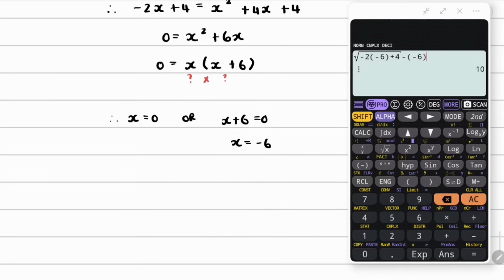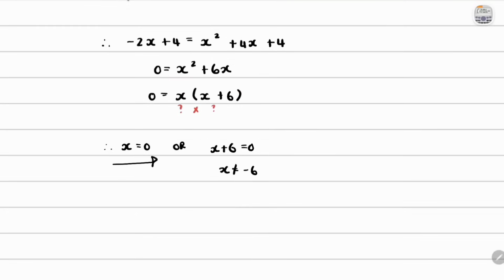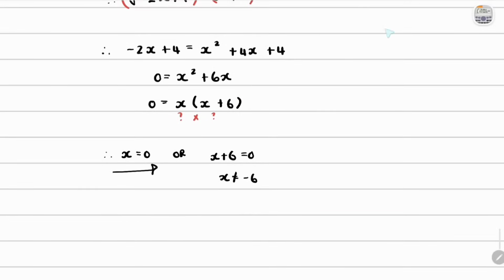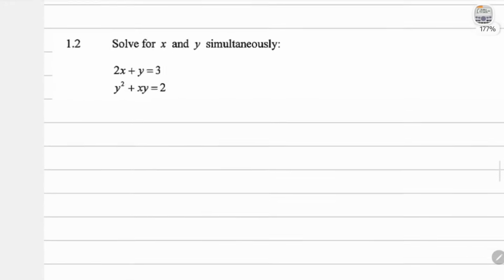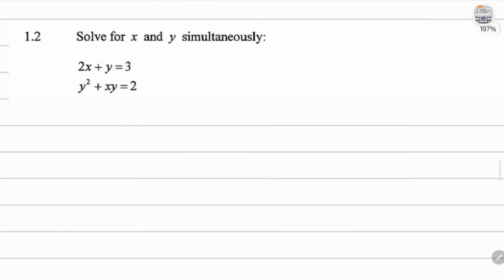So we are going to cancel that solution, and x is therefore equal to 0 only. And that is the solution to this question. Question 1.2 asks us to solve for x and y simultaneously.